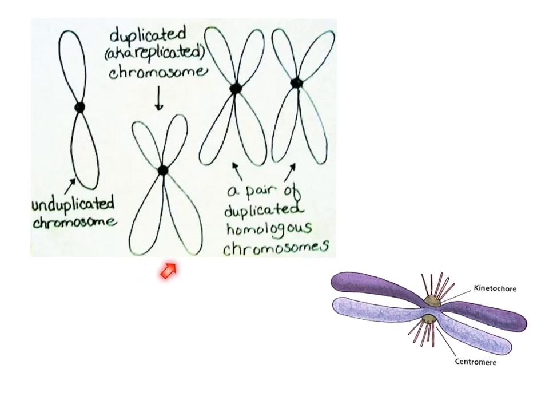I have 2 of those unduplicated chromosomes together, and they have it labeled as duplicated, aka replicated chromosome. So these are my 2 copies of DNA. Now remember, DNA, when it replicates, is semi-conservative, so half of this chromosome is the original piece of DNA and half of that chromosome is the original piece of DNA. And then over here they say we have a pair of duplicated homologous chromosomes.